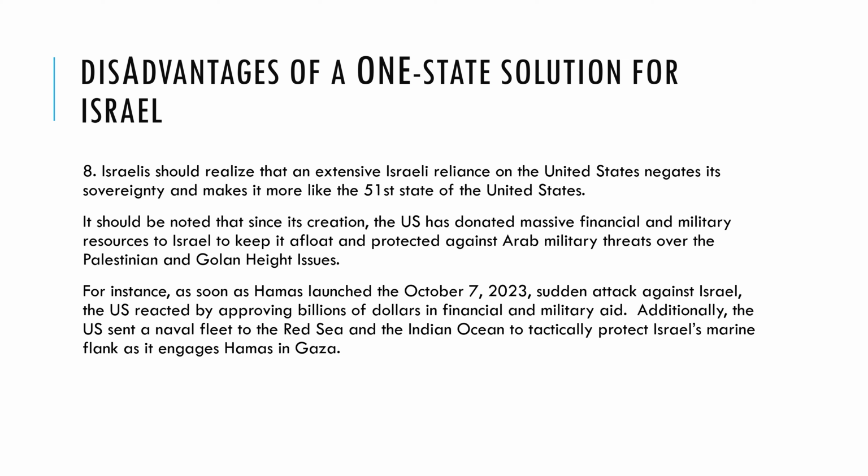For instance, as soon as Hamas launched the October 7, 2023 sudden attack against Israel, the US reacted by approving billions of dollars in financial and military aid. Additionally, the US sent a naval fleet to the Red Sea and the Indian Ocean to tactically protect Israel's marine flank as it engages Hamas in Gaza.